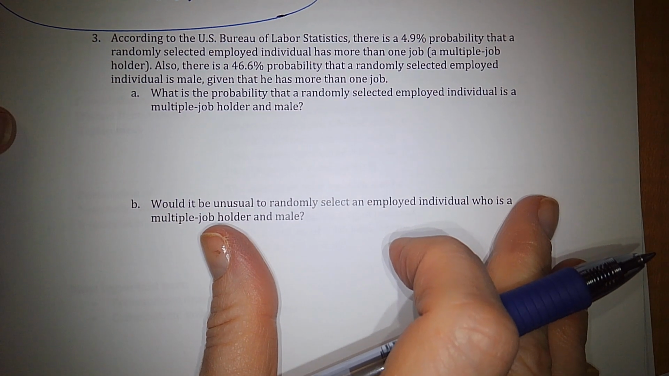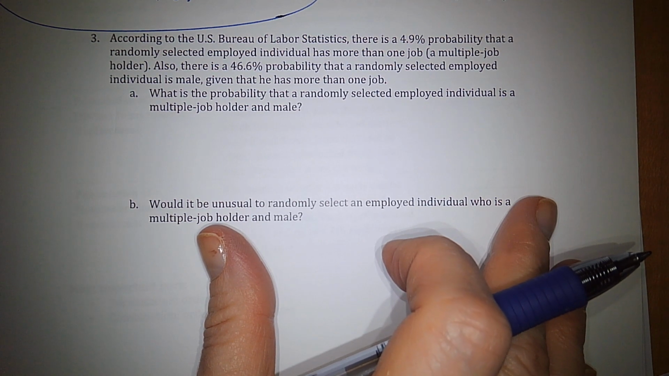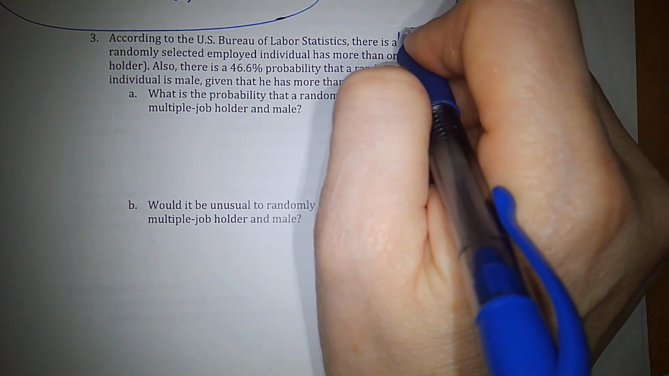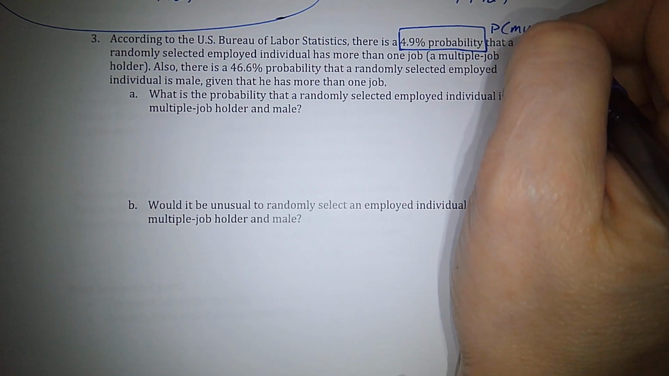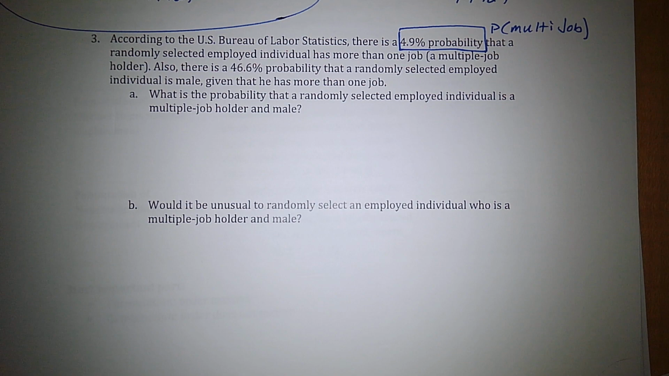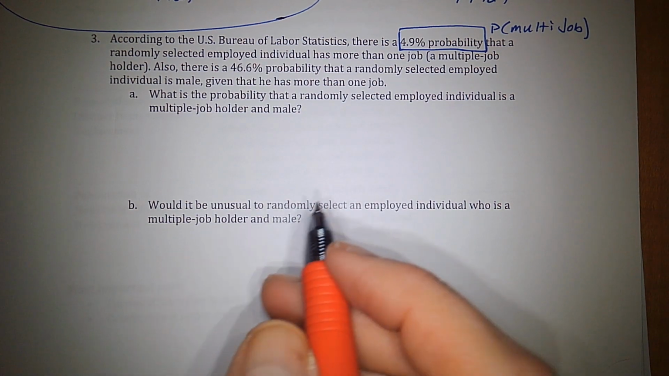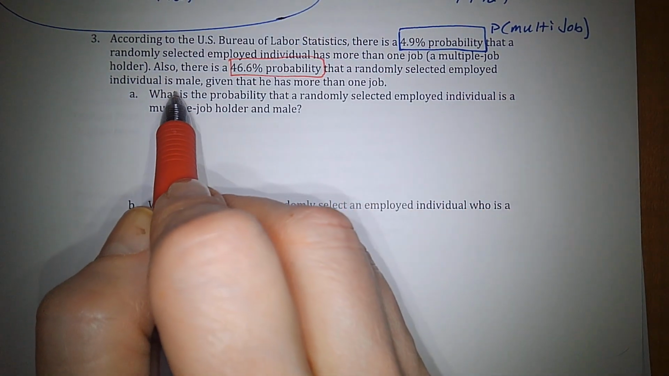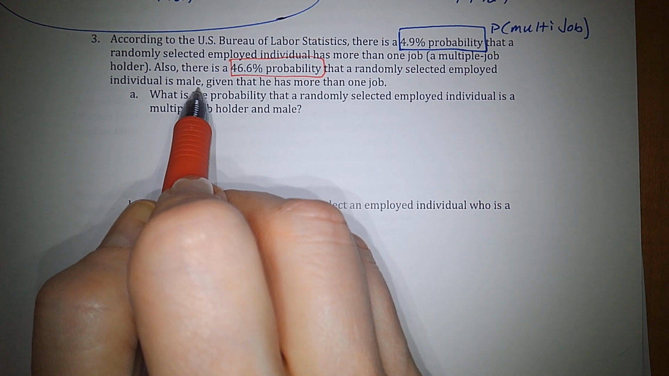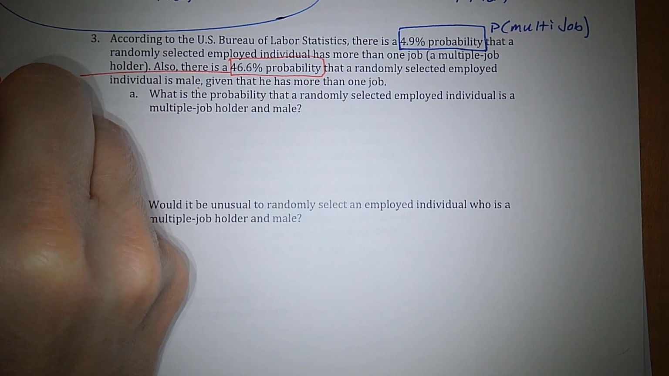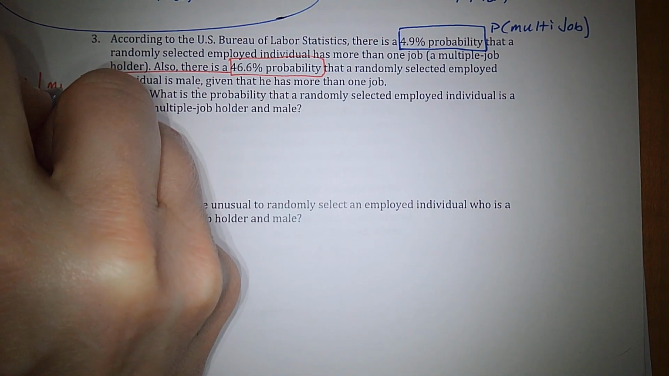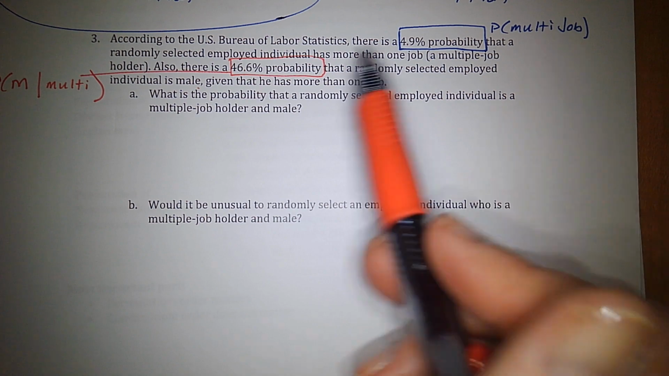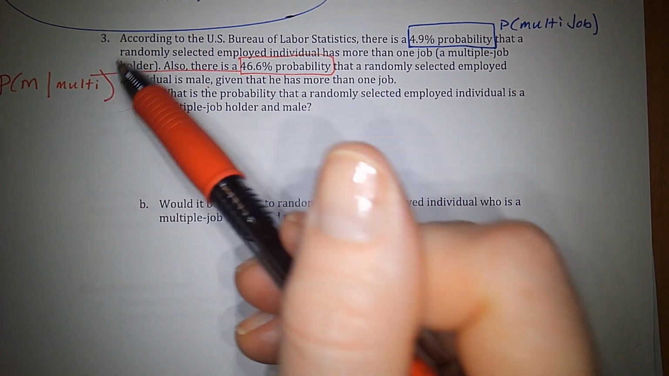So what do we know? We know the probability of being a multiple job holder, and that was given right here. This is the probability of being a multi-job holder. We also know this probability. This probability is the probability that a randomly selected employed individual is male, given they have more than one job. So this is the probability of being male, given they're a multi-job holder. So I have the probability of being a multi-job holder, but I also have the probability that somebody might be male, given they're a multi-job holder.